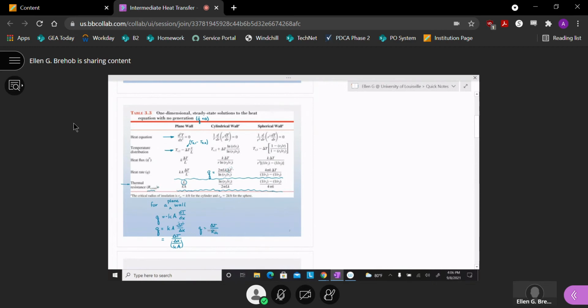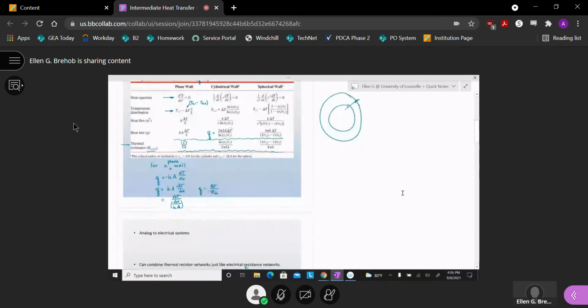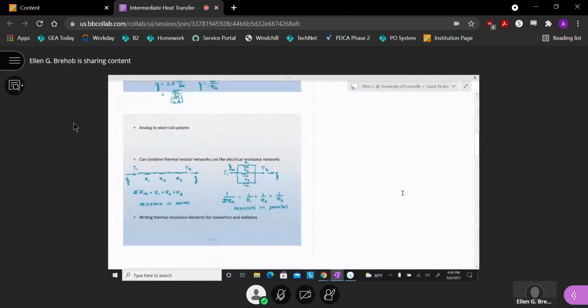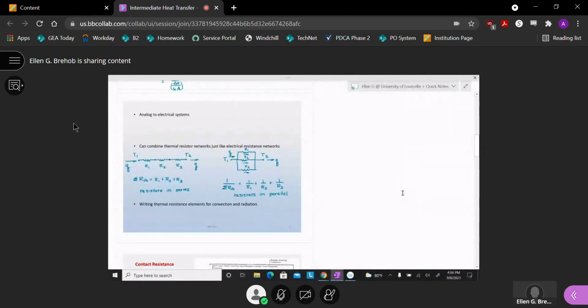They're making it clear that this is a thermal resistance for conduction. So we're thinking about conduction through a wall or through a chunk of a cylinder. So a cylindrical wall, we got radial conduction, or in a spherical shell, we could also have radial conduction and have a thermal resistance element.